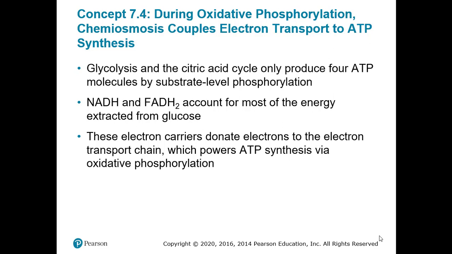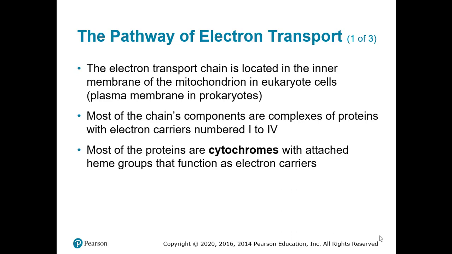So, again, glycolysis and the citric acid cycle are only going to produce 4 ATP molecules overall through substrate level phosphorylation. Most of the energy that we're going to get is from the NADH and the FADH2, because they're going to carry these electrons down the electron transport chain through oxidative phosphorylation.